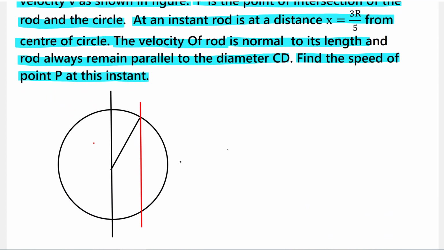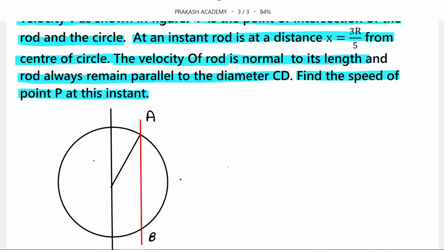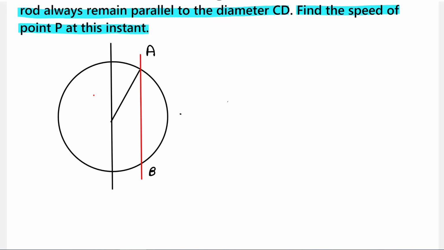So let us see what things have been given. This is the rod, AB. And this diameter is CD. The point of intersection between the circle and this rod is P. This rod is moving in this direction with velocity v, and v is perpendicular to the direction of the rod. At some point of time, this distance is x, which is equal to 3r/5.